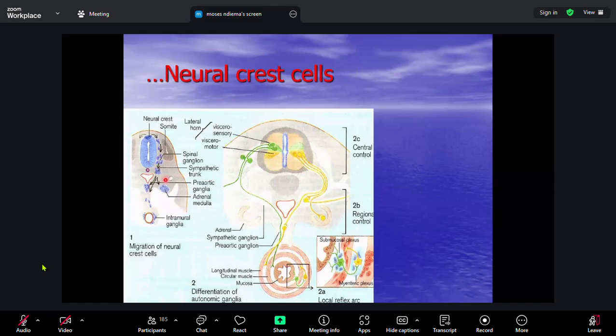Here we have neural crest cells. Those that migrate very close to the ectoderm will form the melanocytes. Those that do not migrate very far will form the spinal ganglia. And some of them form the sympathetic trunk. As we look at the autonomic nervous system, we are going to see that. And then the adrenal medulla, we have those that form the enteric nervous system, intramural ganglia of the organs, like we had talked before. All these are from the neural crest cells.